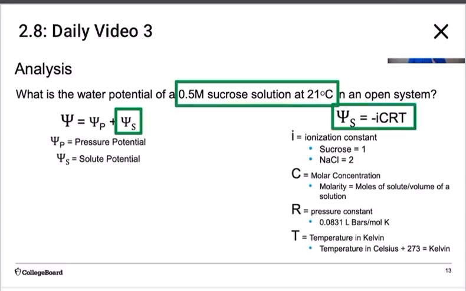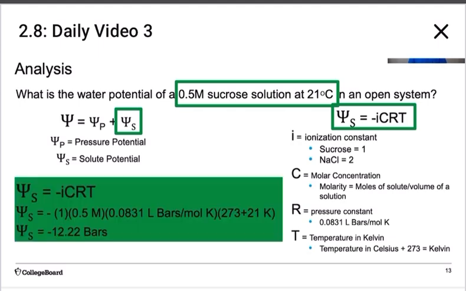For this problem, you know that it's a 0.5 molar sucrose solution at 21 degrees Celsius. So the ionization constant is 1 because it's sucrose. The molar concentration is 0.5. The pressure constant, R, is 0.0831. And finally, the temperature is going to be 273 plus 21. When you plug those numbers in, you should have come up with a number of negative 12.22 bars.